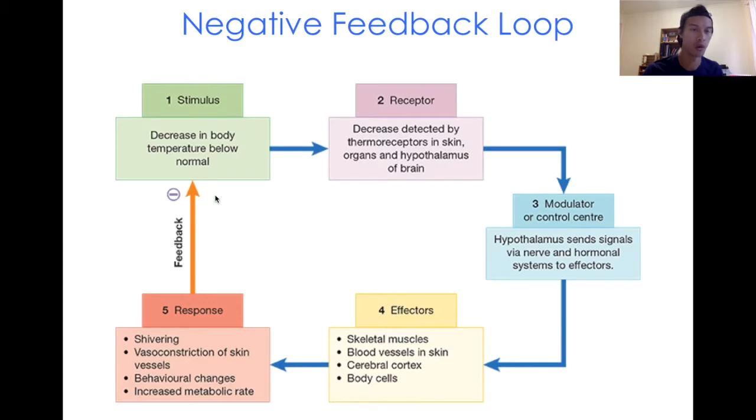And overall, this feedback loop is called a negative feedback loop, because you start off with a decrease in body temperature, you end with an increase in body temperature, bringing it back into the homeostasis range. Okay, so that is an example of a negative feedback loop.